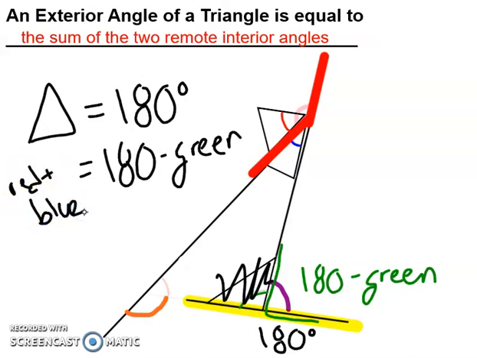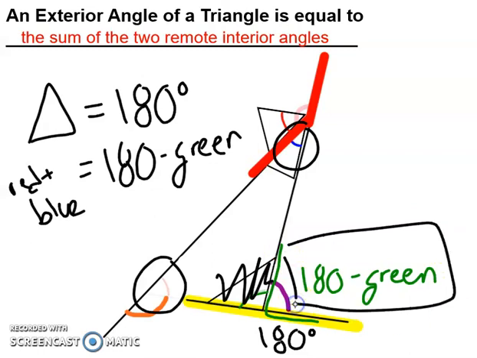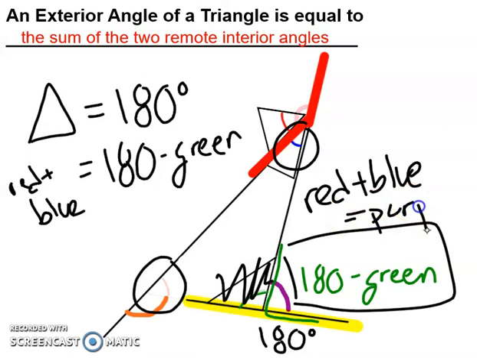So if we know that our red plus our blue angles is equal to 180 take away the green, and we know that this purple angle is equal to 180 take away the green, then we know that our red plus our blue is equal to purple. And I believe that works in the color wheel too. Sweet, right? So that's another way to show that the two remote interior angles add up to the exterior angle.